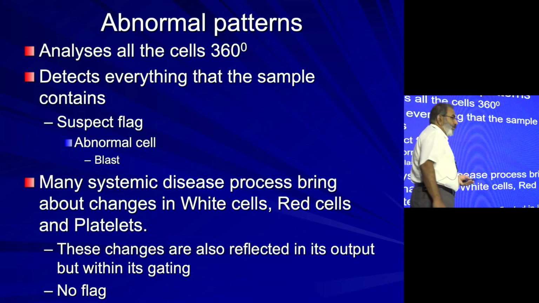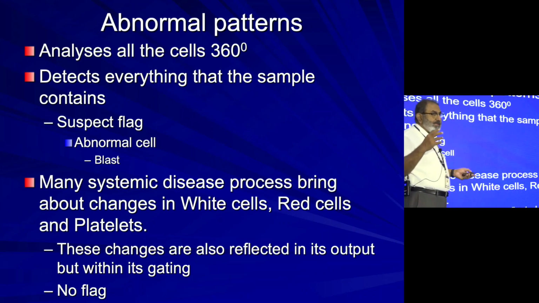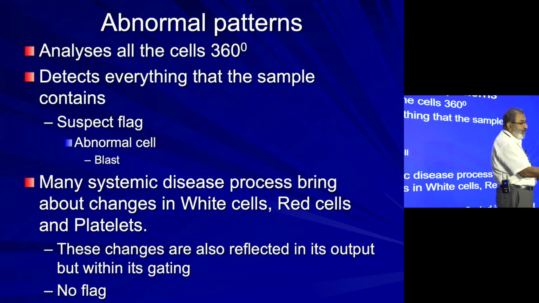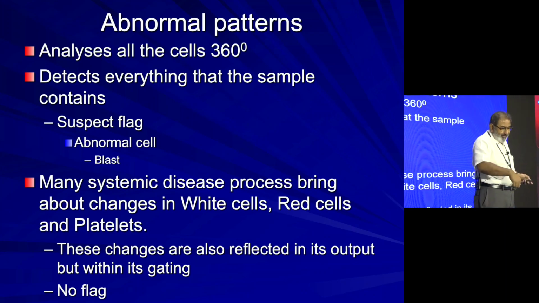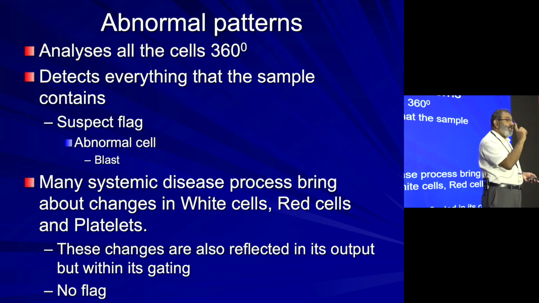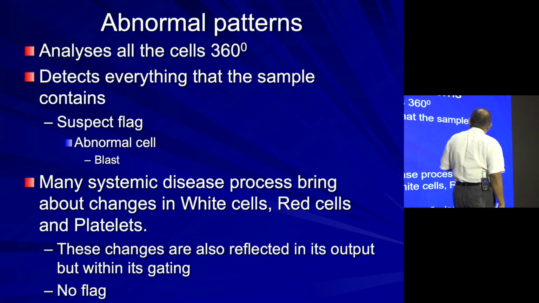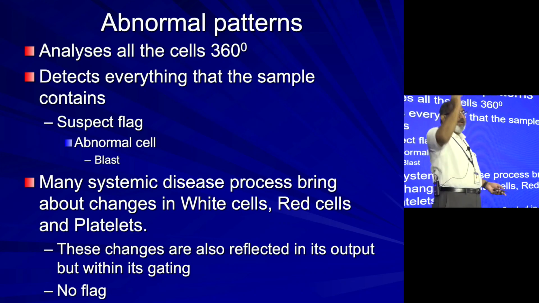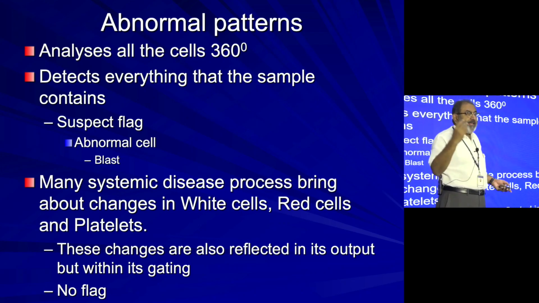Okay. Now, why do I depend on cell counters? Because for us, a neutrophil under the microscope is in 2 dimensions. The cell counter sees the cell in 3 dimensions. We don't see the cell as the cell counter sees it. And suppose there is an abnormal cell, it will come in the abnormal blast flag, and they will say this patient has got leukemia. So it's called a suspect flag.